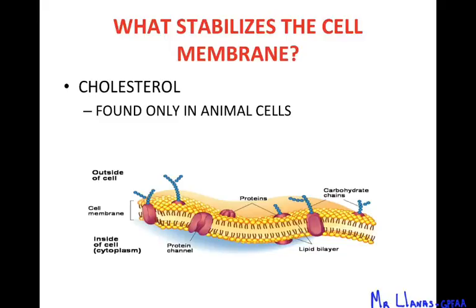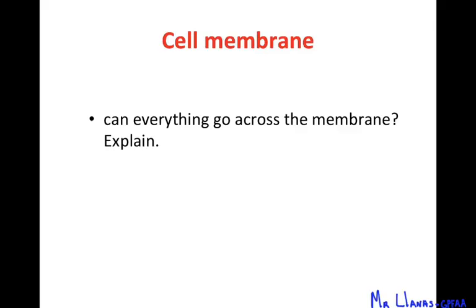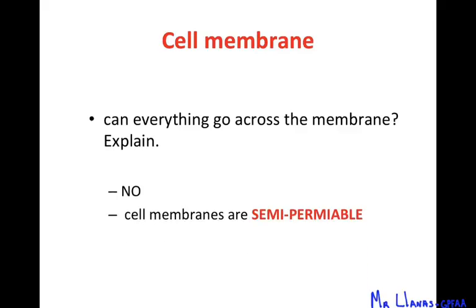So again, this is the cell membrane. Remember that it controls what goes in and out of the cell, and it's made up of lipids and proteins. It has a little bit of carbohydrates on the surface, but the lipids and the proteins are responsible for what goes in and out: protein channels, protein carriers, and the phospholipid bilayer. Can everything go in? No, it can't because it's semi-permeable. Semi-permeable means only certain things can go in.